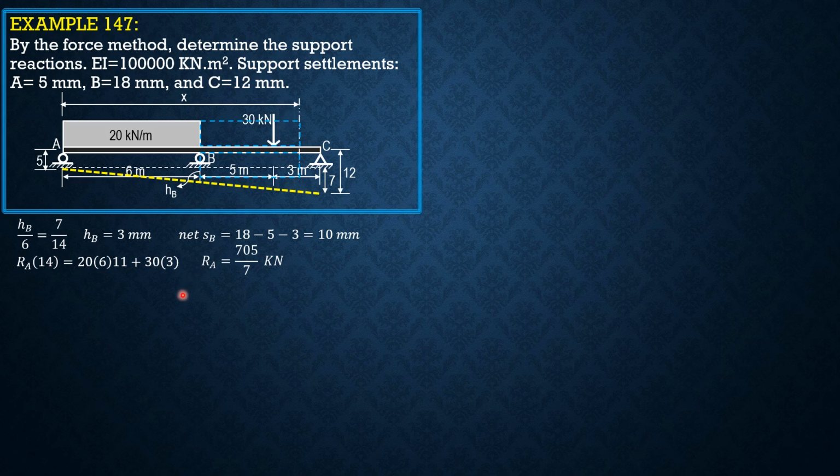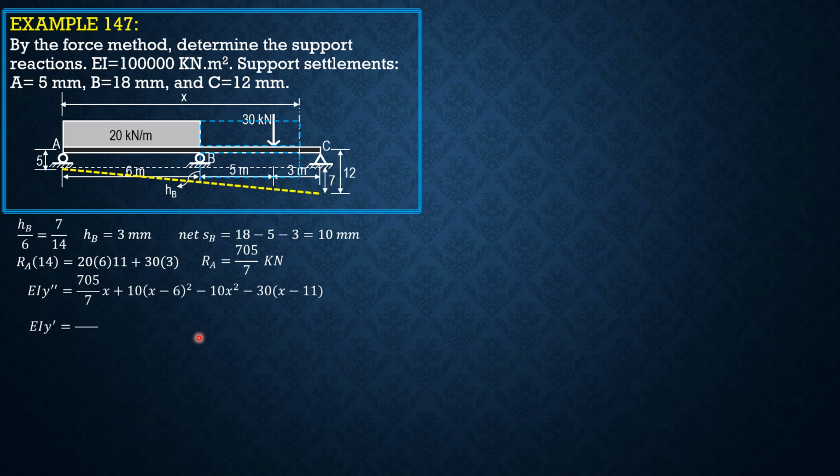So let's now have the differential equation. Remember that B is removed. That's why it becomes a determinate beam. So EI y double prime equals 705 over 7 times x plus 10 times x minus 6 times x minus 6 over 2. So, sorry, 20 times x minus 6 times x minus 6 over 2. That's why you have plus 10 times x minus 6 squared. Minus 20 times x over 2. That's why we have minus 10x squared. And minus 30 times x minus 11.